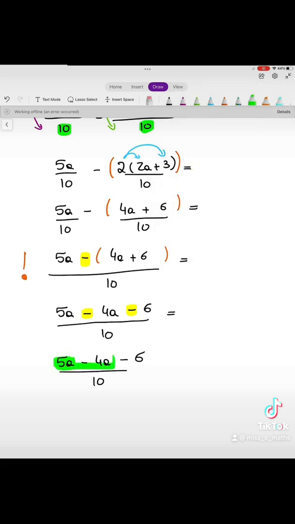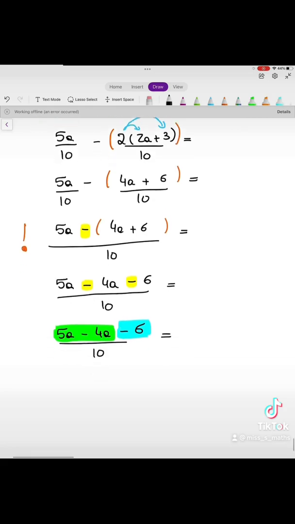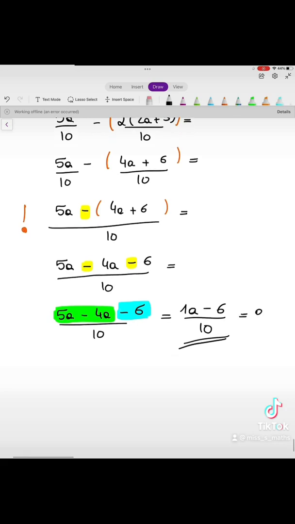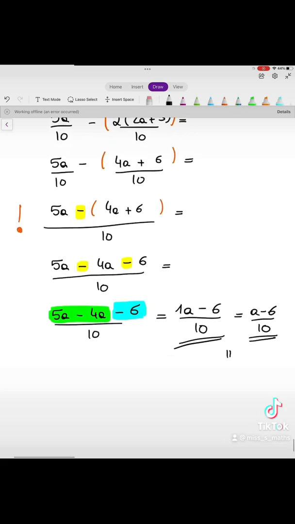So we're changing our signs from pluses to minuses, and then in the end we just look for our like terms. So we have 5a minus 4a, which is 1a, and our minus 6 does not have a partner, so that's the result. You can also write it as a minus 6 over 10.